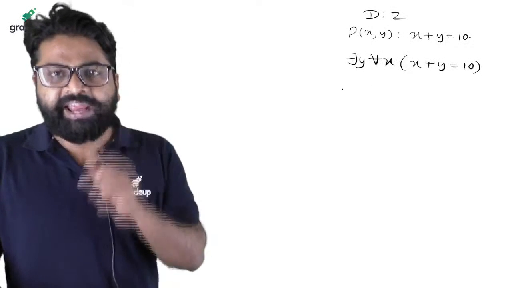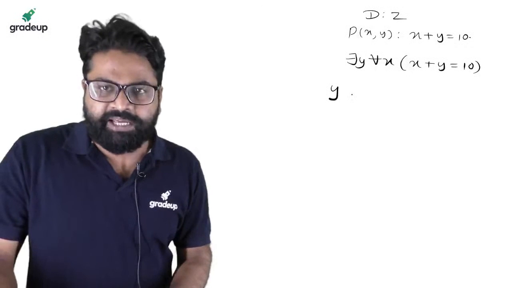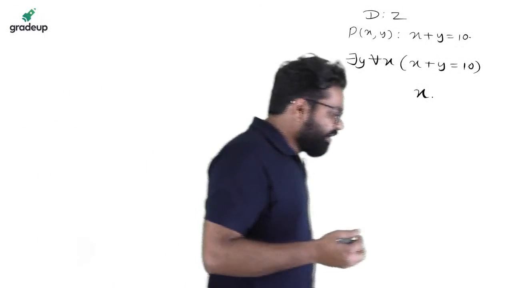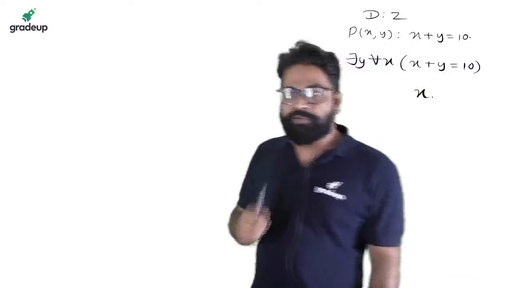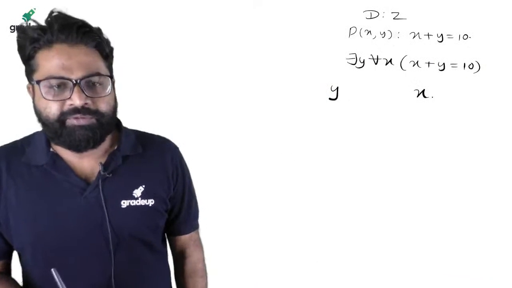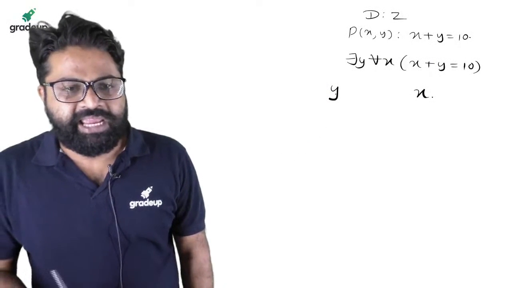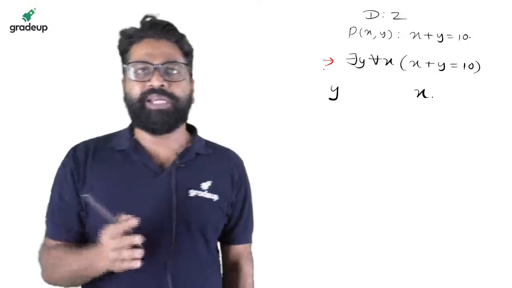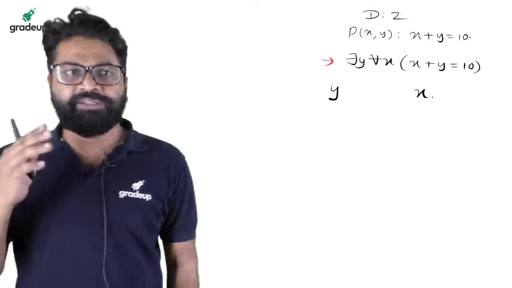Now what is it trying to say? Try to understand. Here we have a y and here we have an x. What it wants to say is that there exists a value of y. Before going and trying to find out anything, always try to read it first. So how will you read it? You will read from the left side: there exists y for all of x.